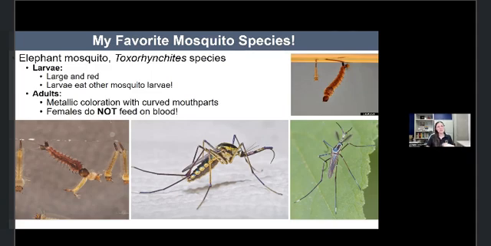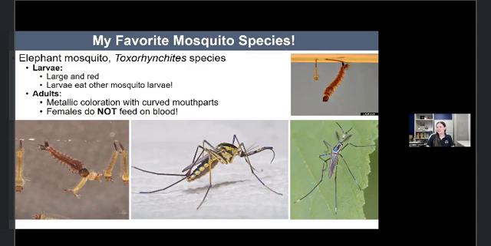And so they're really great if you have one in a bucket or something, because they're going to eat all the other larvae. This is really good for us as well, because these larvae get so much nutrients, so much protein from eating these other mosquito larvae that the females do not blood feed. They just feed on nectar and they have enough nutrients to lay their eggs.